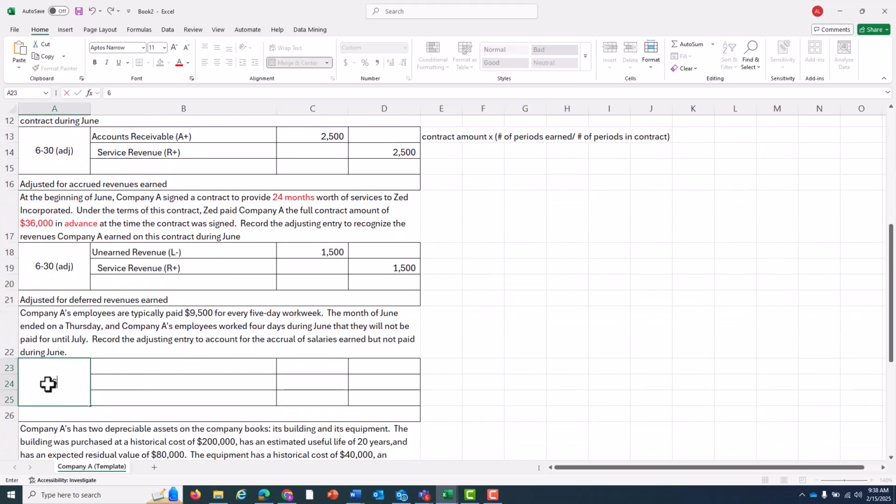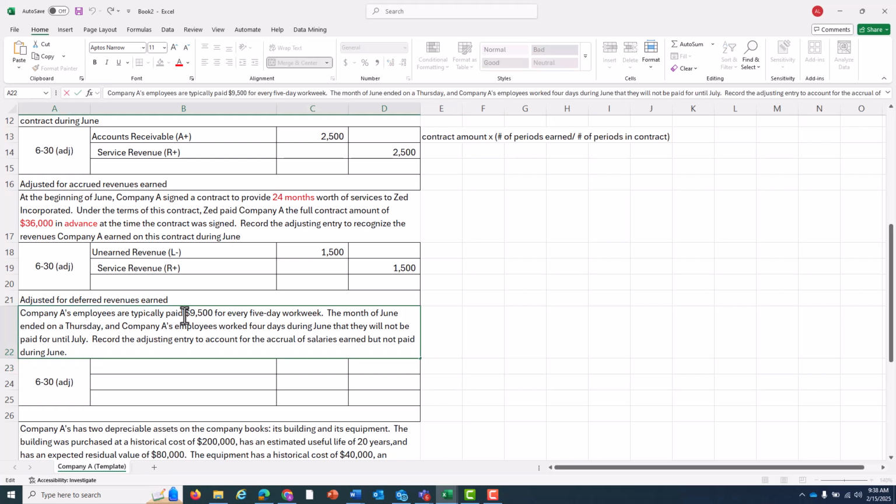Next up, this company has to make an adjustment for salaries that their employees earned during this month of June that they're not going to be paid for until a subsequent period. So you need to find some points in here. You need to find how much they're typically paid and what time period they are paid that for. Well, the first line tells us that. Company A's employees are typically paid $9,500 for every 5-day work week.